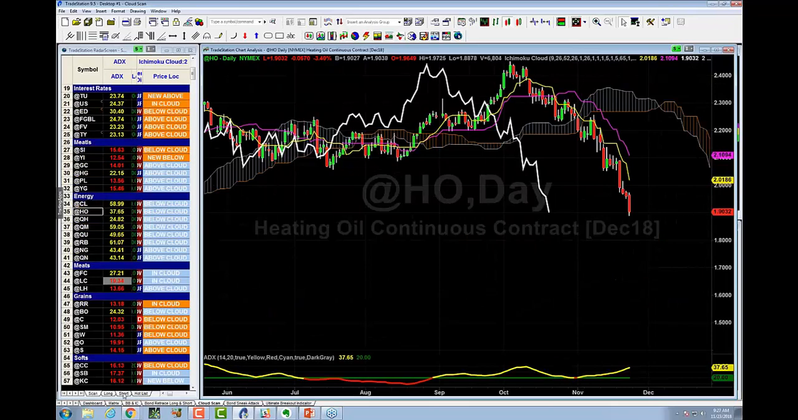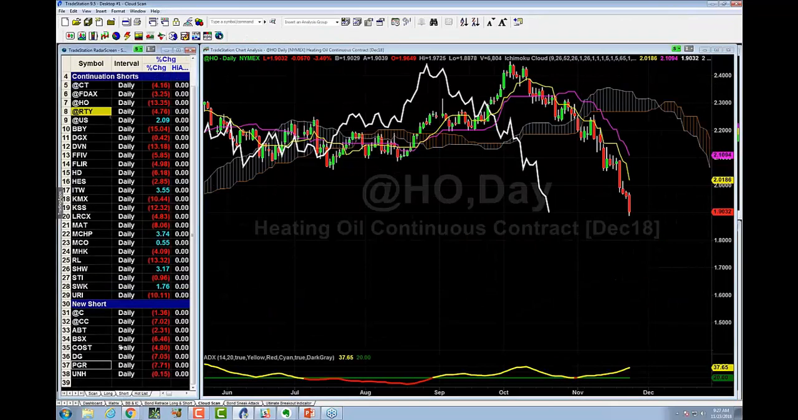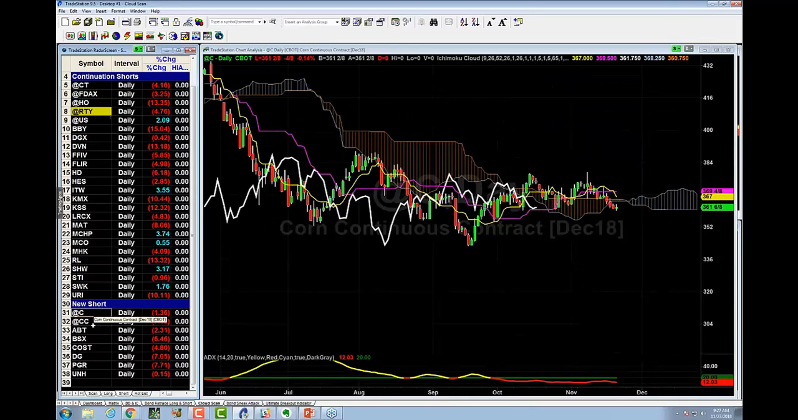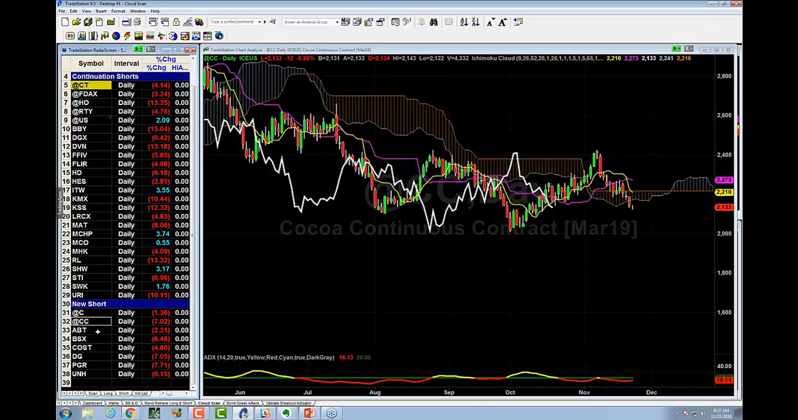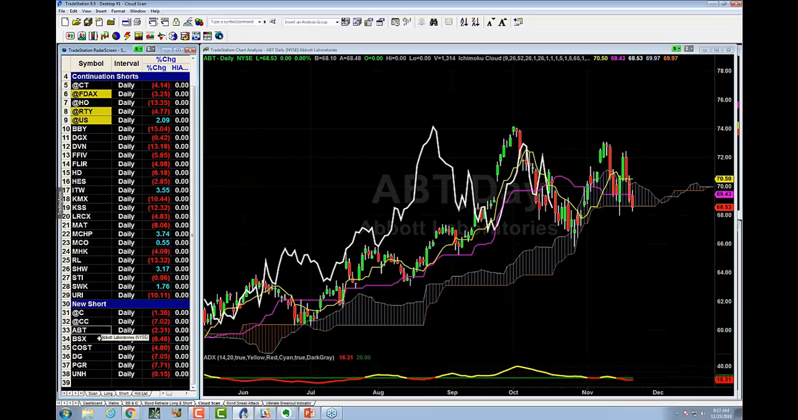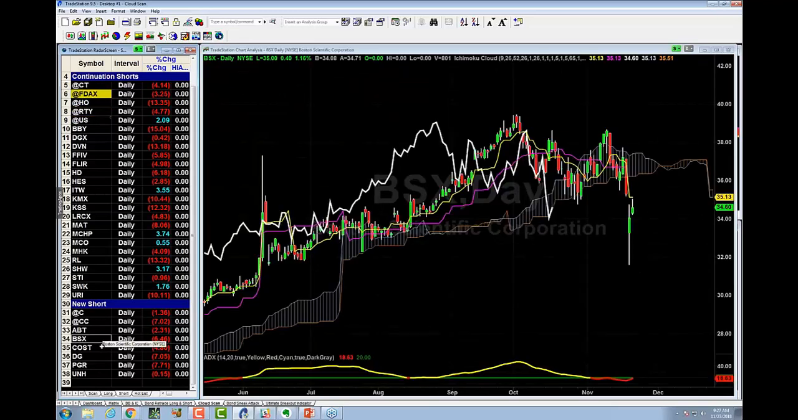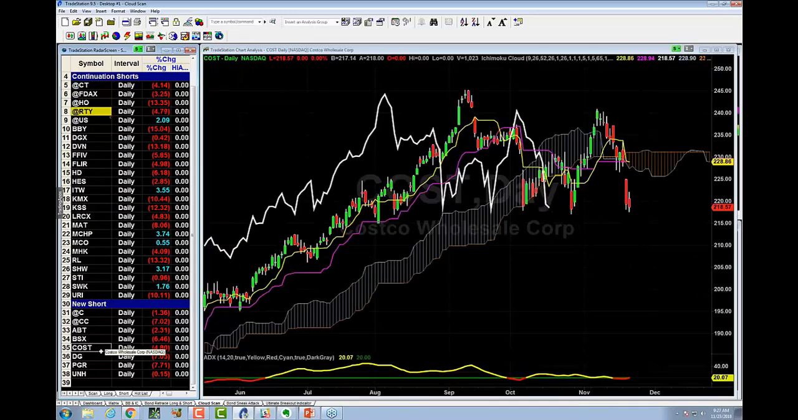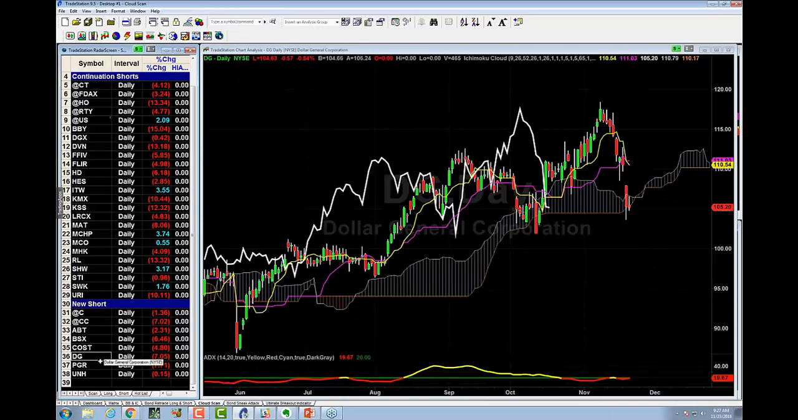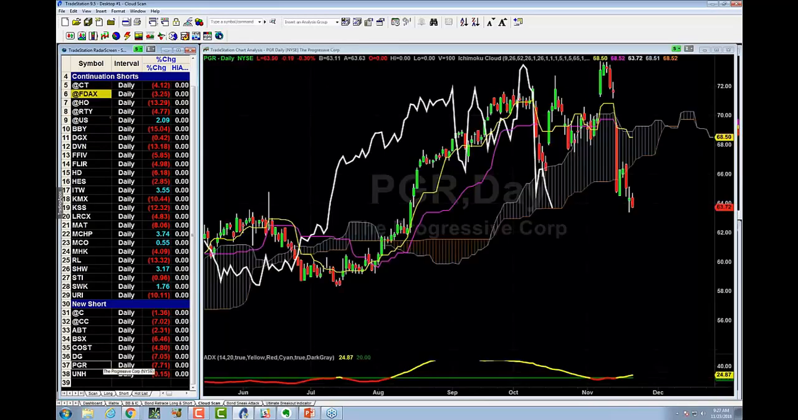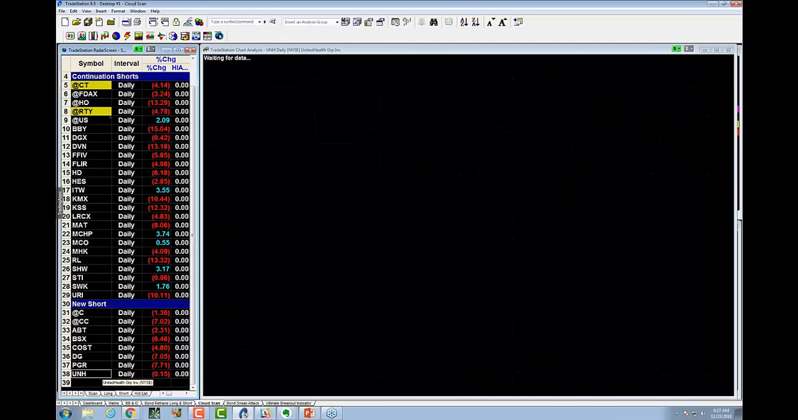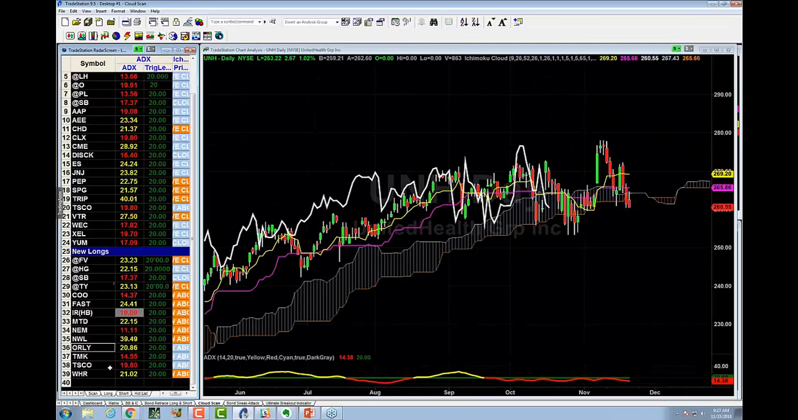These are my short trades that I would like to look at today. It'd be corn, cocoa, ABT, BSX, COST, DR, PGR, and UNH. The longs I want to look at today are these right here.